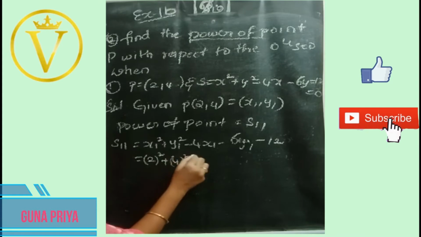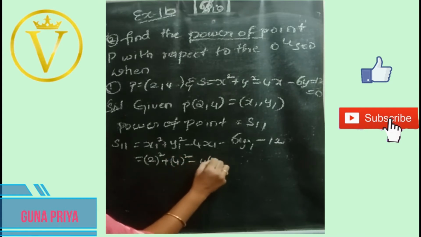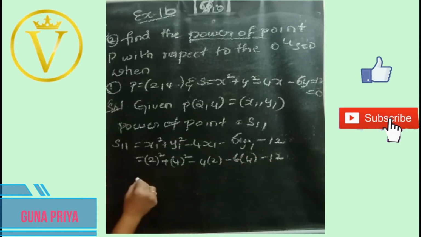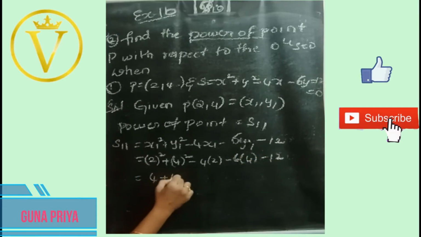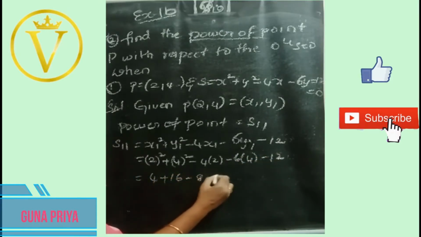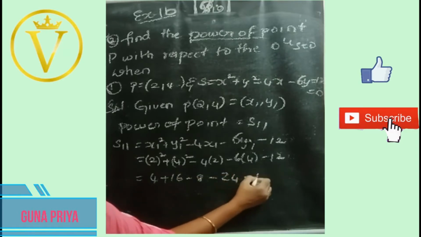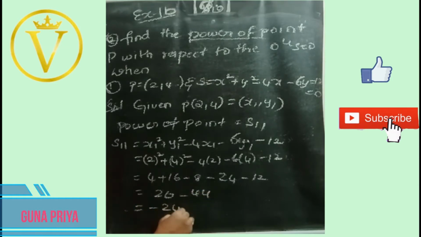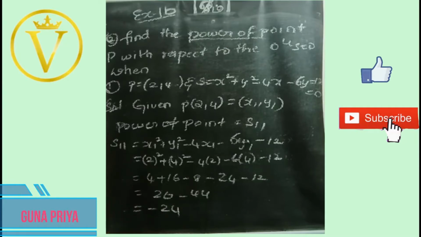2 whole square, 4 whole square, 4 into 2 minus 6 into 4 minus 12. 4 plus 16 minus 8, 24 minus 12. Minus 44, that equals minus 24. So minus 24 is the value for the given power of the point. So go for the third problem.